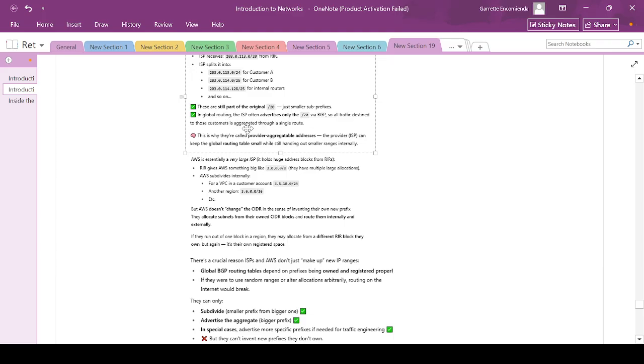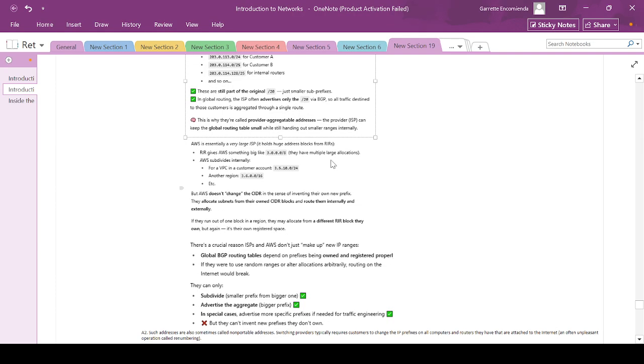In global routing, the ISP often advertises only the /20 via BGP, so all traffic destined to those customers is aggregated through a single route. So any routes directing to customer A or B are aggregated into a single route. This is why they're called provider aggregatable addresses. The provider ISP can keep the global routing table small while still handing out smaller ranges internally.